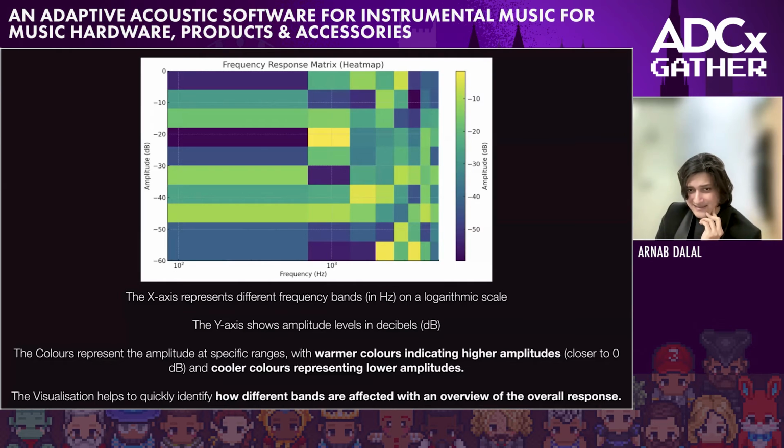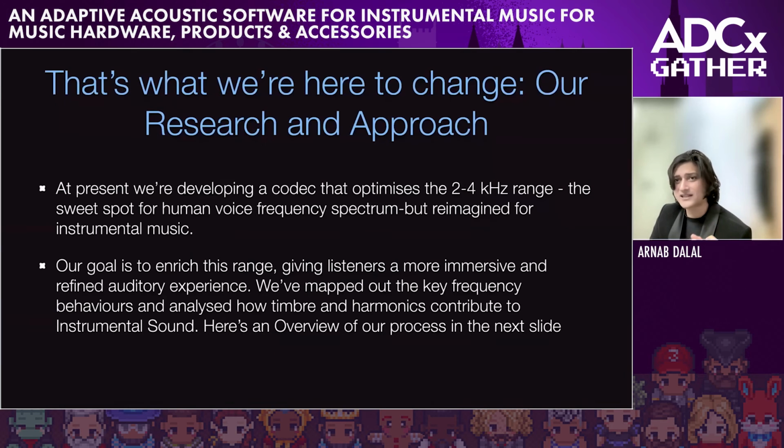And why is this necessary? Why is this required? Because that's what we are here to change. Our research and approach, I'm going to dive into now in a little bit more detailed manner. So at present, we are developing a codec that optimizes this 2 to 4 kilohertz range, which is, like I said, the sweet spot for the human frequency spectrum.